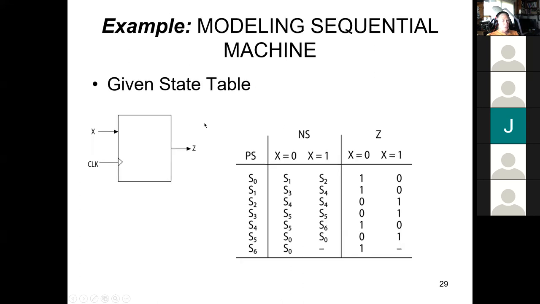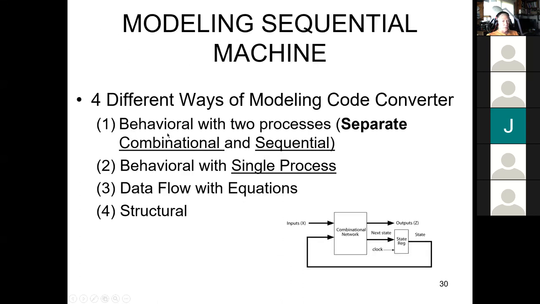So we're going to look at doing a code converter here. Four ways of modeling the code converter. You can do behavior with two processes, where you have separate combinational and sequential parts. You can do behavior with a single process. Then you can do data flow with equations, and then you can do the structural. So let's look at that. This will give you a little bit of an idea how we can specify things differently. And of course, if we can, we want to operate at the behavioral level because it's less work and we leave more work for the synthesizer.